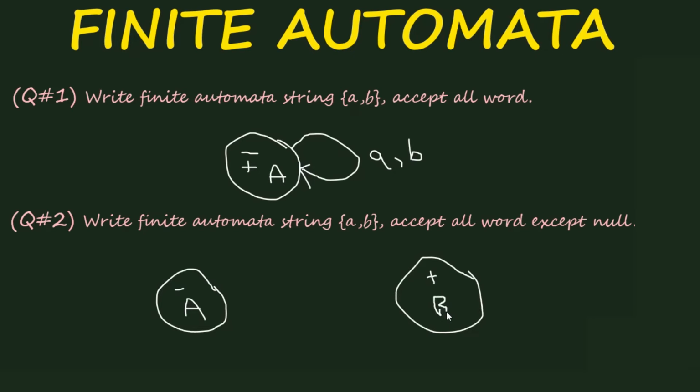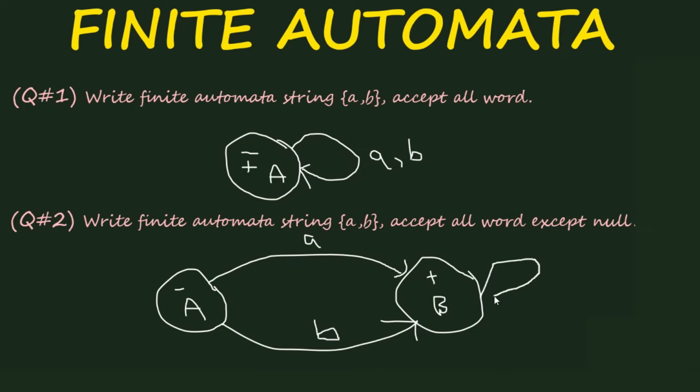Okay, it means null stays on the initial state, so null is not acceptable. If we pass A, it will reach state B, and if we pass B on state A, it will also reach state B. These are also acceptable words. And we always stay on B if A comes or B comes. So we apply a loop here and write A comma B, or we can write the loops individually.